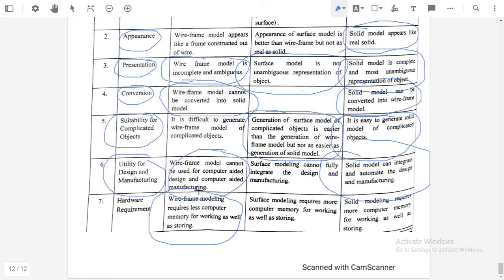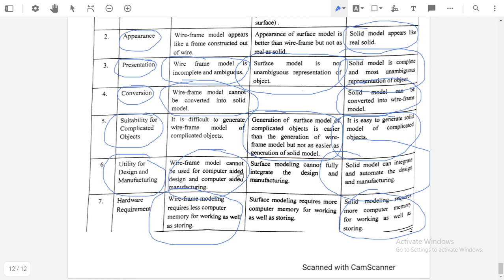If we compare the surface model, then the surface model requires a large memory and large storage space as compared to the wireframe model. But if we compare the surface model and the solid model, then surface modeling requires less memory and less space for storage than solid modeling, and a solid model object requires a large memory and large space compared to the surface model and the wireframe model.